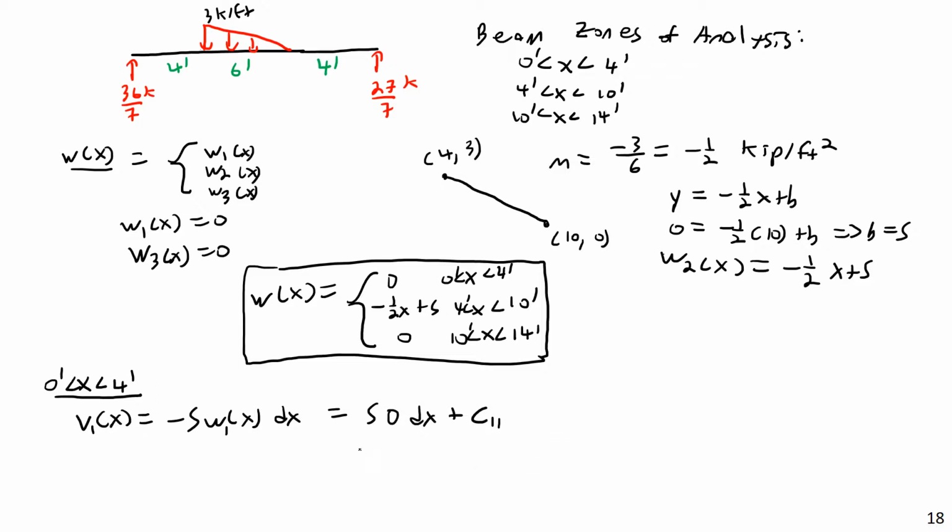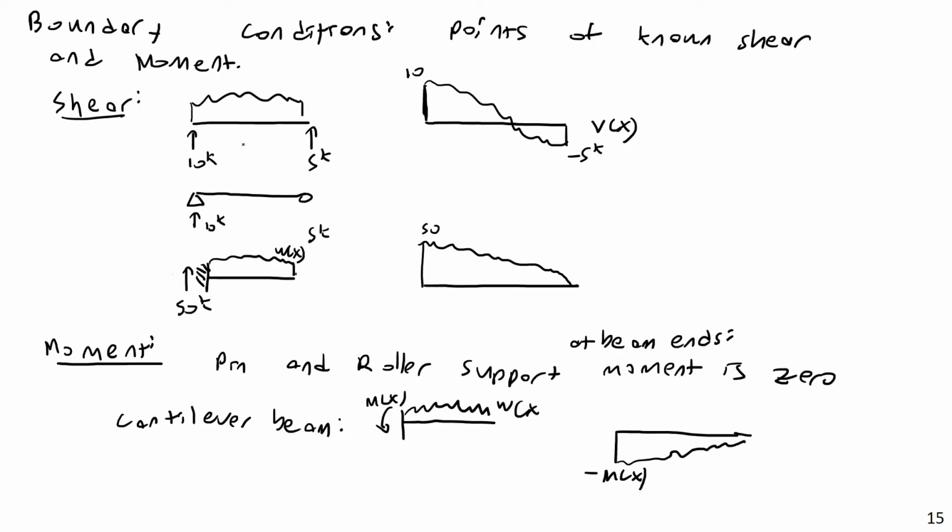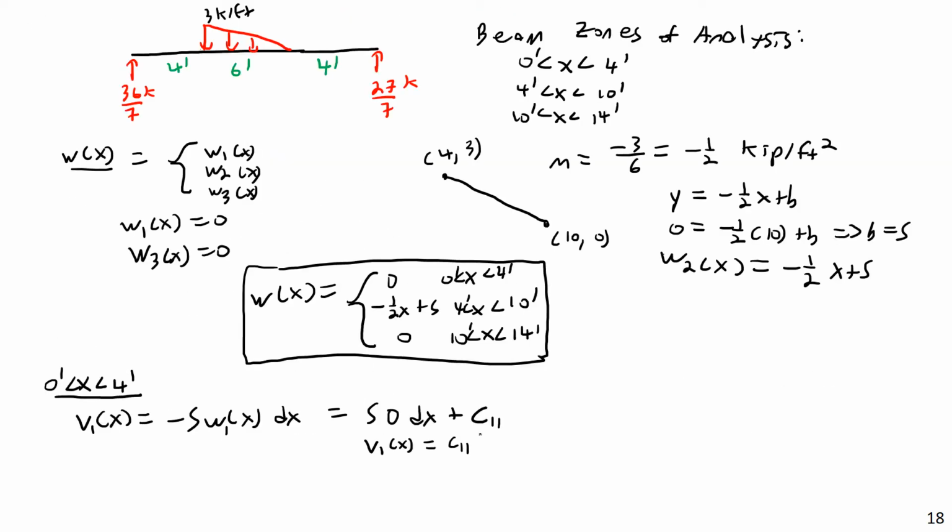So what can I do for that? Well, I need a boundary condition. I know that V1 as a function of x is just equal to c11. A boundary condition is that in this first zone, the shear is initially going to pop up. So V1 at x equals 0 is going to be 36 over 7. That means V1 as a function of x is just 36 divided by 7 kips. The negative term doesn't actually have an effect here.